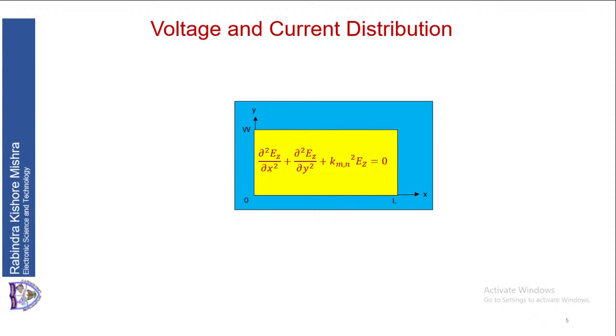So inside the cavity, this Helmholtz equation will be satisfied. The length of the cavity is L. The width of the cavity is W. So that is what will be satisfied.